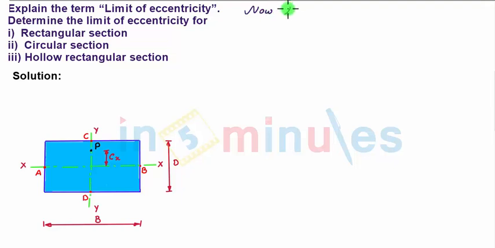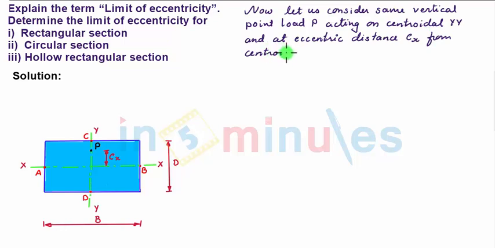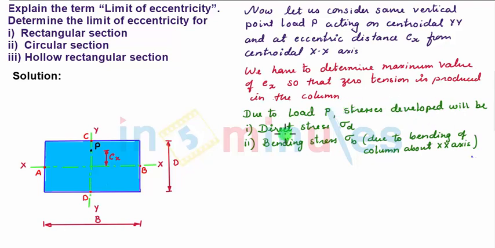Now let us consider the same vertical point load P acting on the centroidal YY axis and at an eccentric distance EX from the centroidal XX axis. So now we have to determine the maximum value of EX so that zero tension is produced in the column.